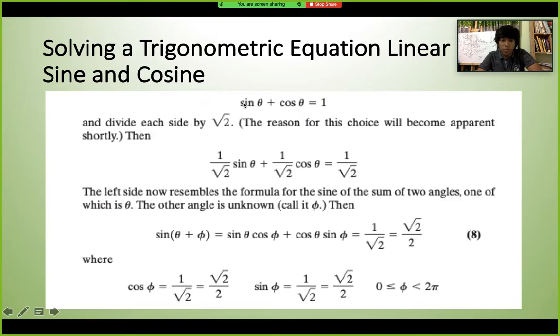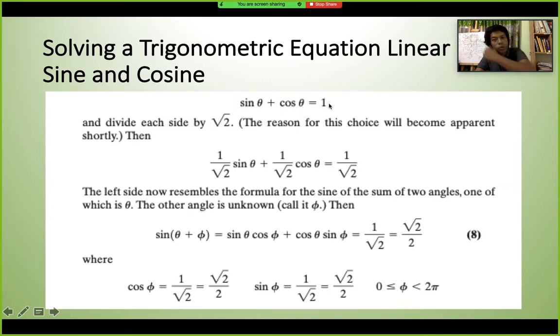How do we solve it? Let's say sine theta plus cos theta equals 1. For what value of theta is this true? We need to find it out. This math is done in the book and we have just taken it from there. Then I will also solve maths from the exercise. This is just an example. So you see, sine theta plus cos theta equals 1.